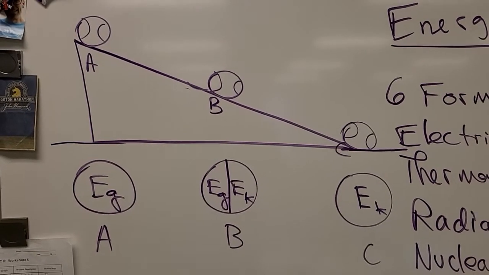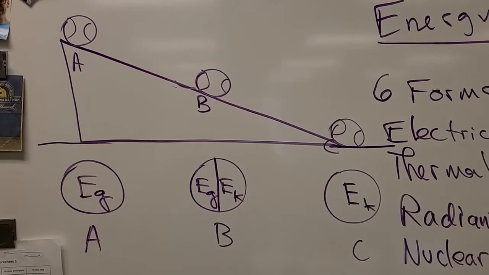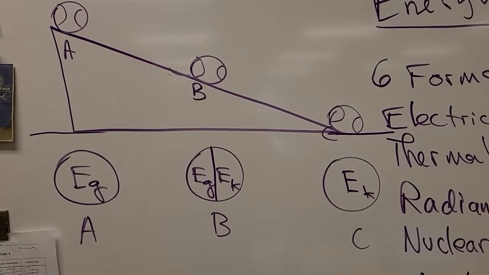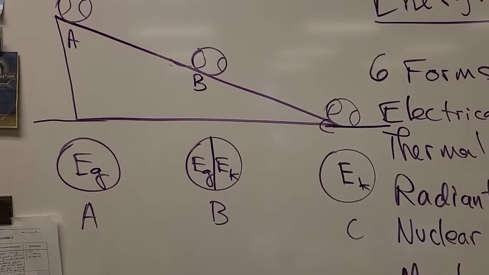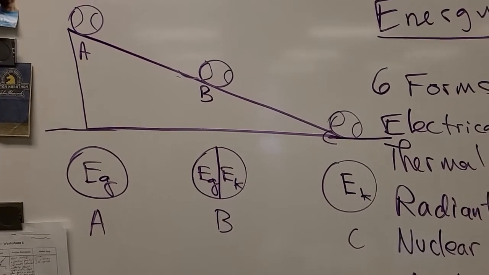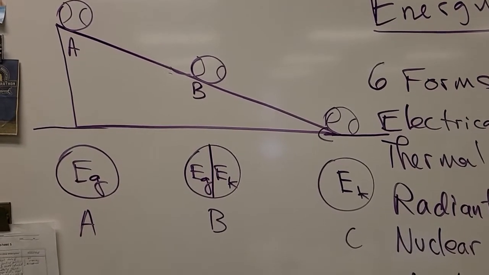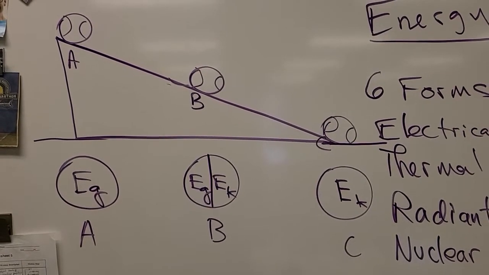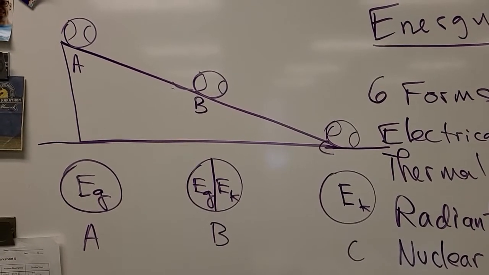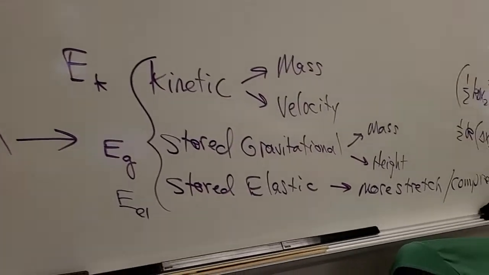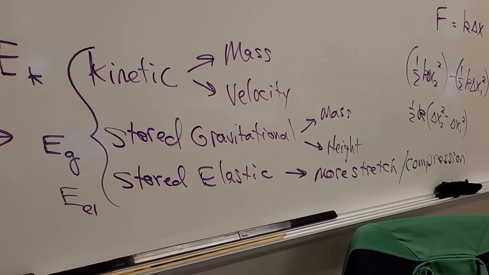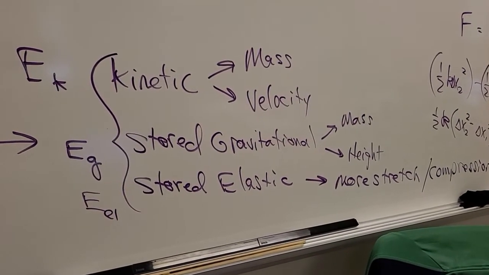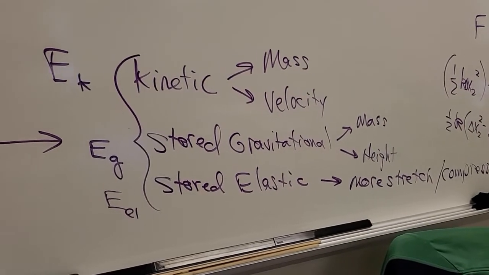Then we said, for B, it's about halfway down the ramp. So half of its height is gone, but it's also moving now. So we all decided that half of its gravitational is gone, and that has become kinetic, energy of motion. So it's gained some motion, but it's lost some height, if that makes sense. So what we've lost in height, we've gained in velocity.